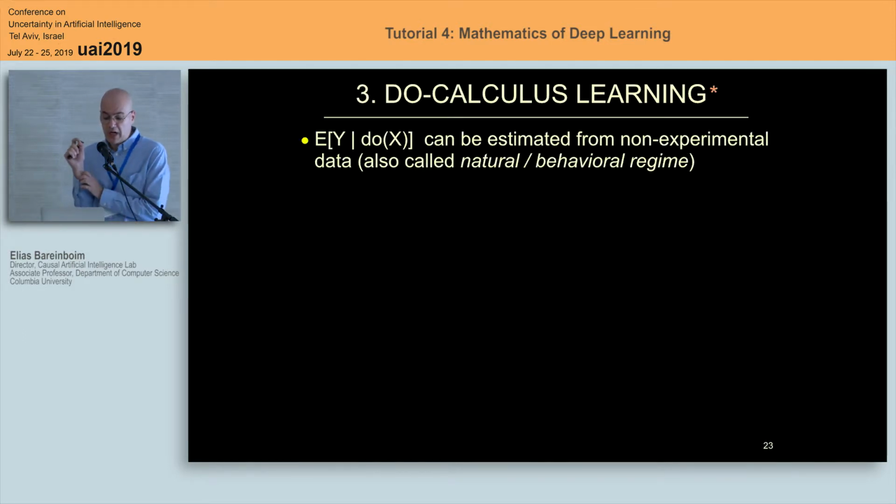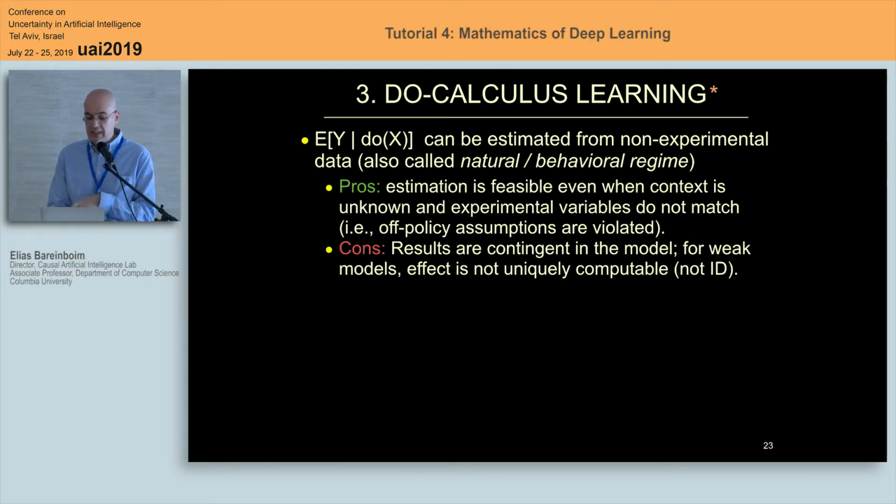Let me tell you about the do-calculus one that was not categorized before. In our work, P of y given do x can be estimated from non-experimental data. In the literature, this is called the natural or behavioral regime or policy. The positive is that estimation is feasible even when the context is unknown and the experimental variables do not match. In other words, the off-policy assumptions that I just mentioned, A1 and A2, do not hold.